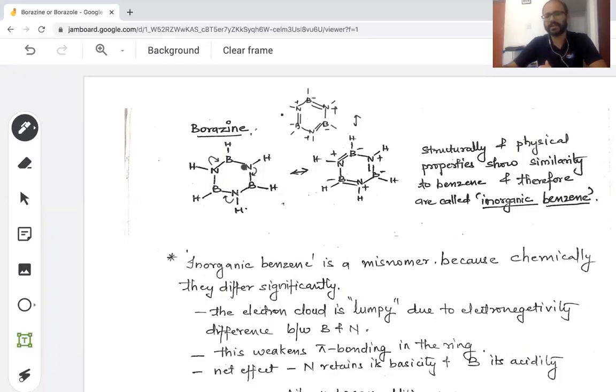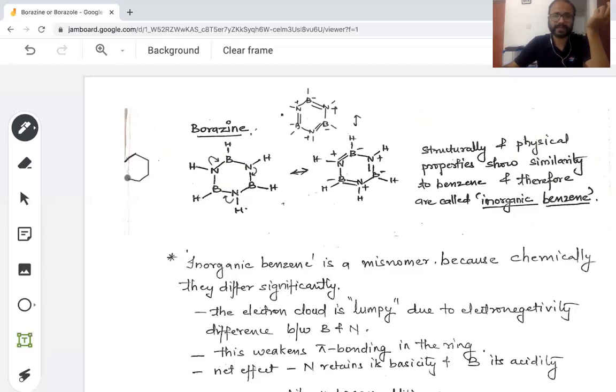So this is another alternating structure of the Borazine molecule. These are the various resonance structures of the Borazine molecule. If you look at these structures, they look similar to the resonance structure or the Kekulé structure that you draw for the benzene molecule.